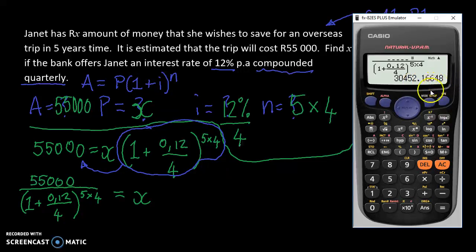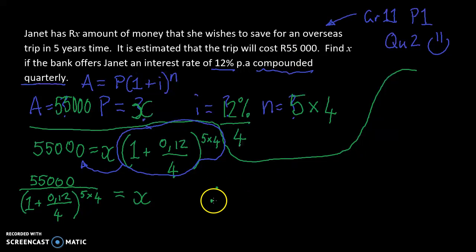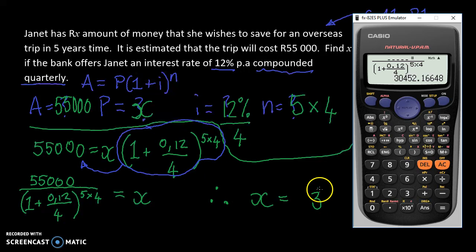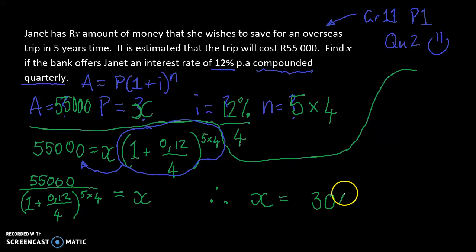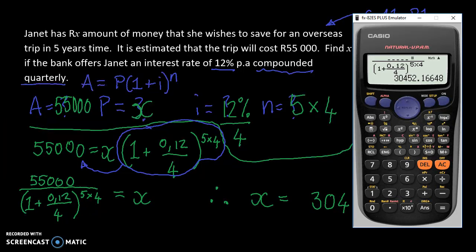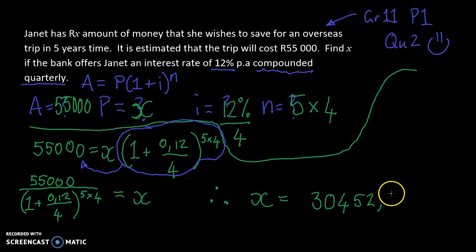So now I have 30,452 Rand and 17 cents. So let's write that down. Therefore, X is equals to 30,452, comma, 17. Why do I round it off to 2 decimal places? Well, we're talking about money, aren't we? So that means it's rands and cents. We automatically round off to 2 decimal places.